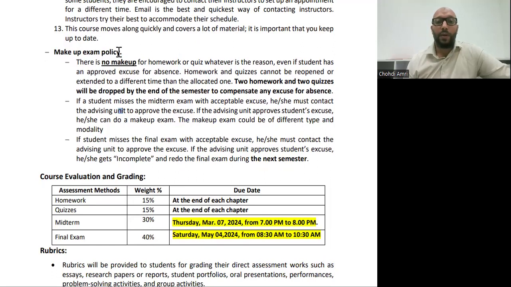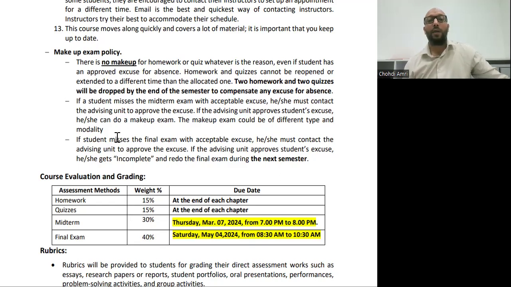The makeup policy for this course: there is no makeup for the homework or the quizzes, whatever the reason or whatever the excuse. However, at the end of this course, we will drop the lowest 2 grades of the homework and the lowest 2 grades of the quizzes to compensate for any excuse for absence. So I repeat, there is no makeup for the homework or the quizzes, whatever the excuse. At the end of the course, 2 homework and 2 quizzes will be dropped to compensate for any excuse for absence.